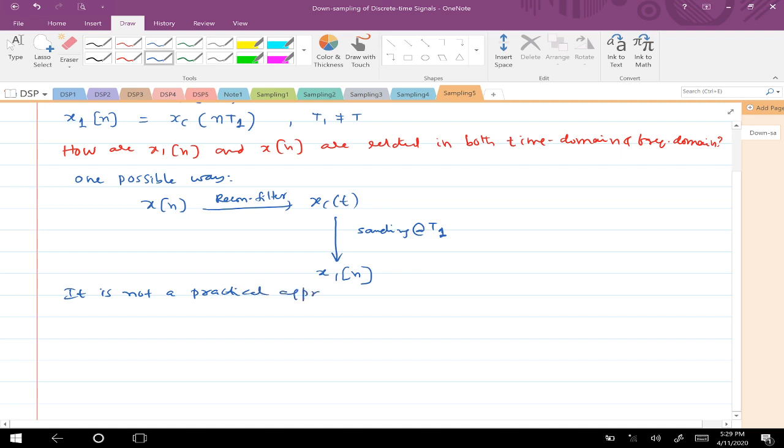Why do you think we won't do it that way, but rather directly upsample or downsample in the discrete domain itself, rather than moving to the continuous time domain? It is because of the non-linear analog reconstruction filter. This is one reason. Do you remember the h_r of t?